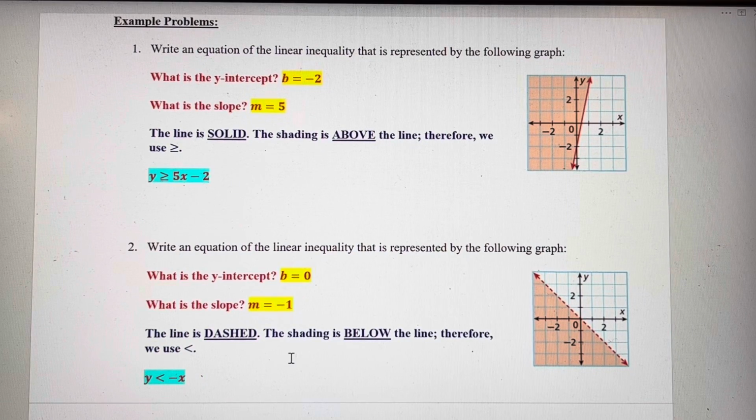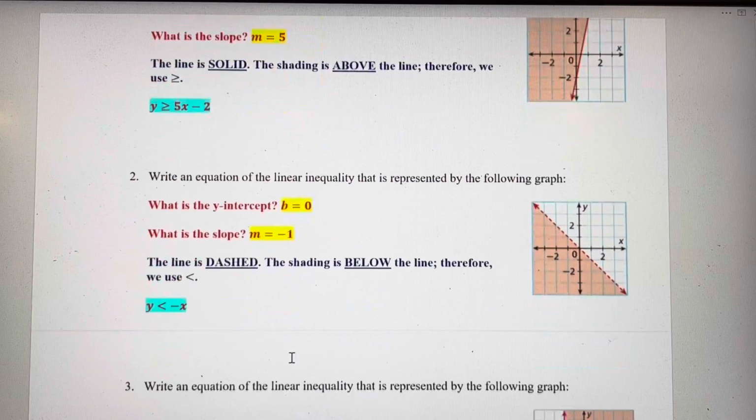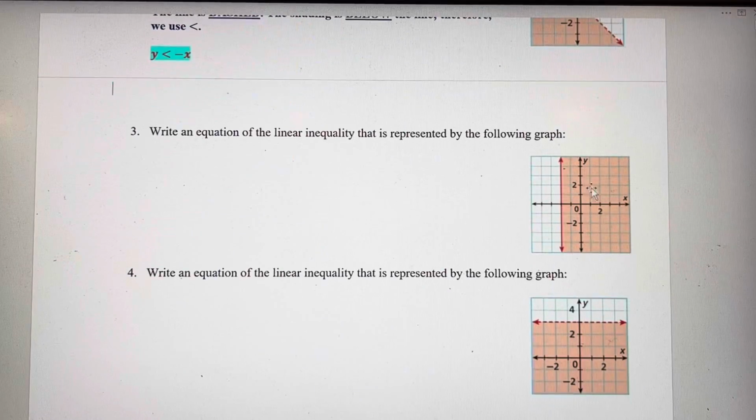All right. Let's take a look at number 3 and 4. Here we're dealing with a vertical line in number 3 and a horizontal line in number 4. Okay, so think about how we represent those lines with equations, and then change your equal sign to an inequality symbol based on whether the line is solid or dashed and where the shading is. Okay, so give those two a try and then come back and check your work.